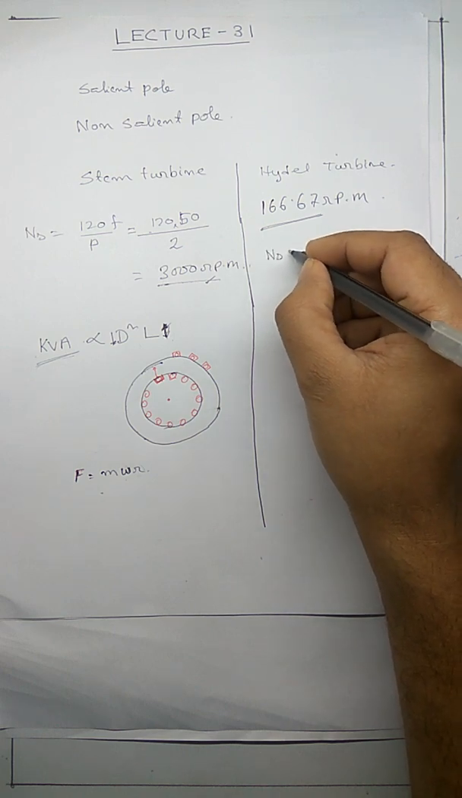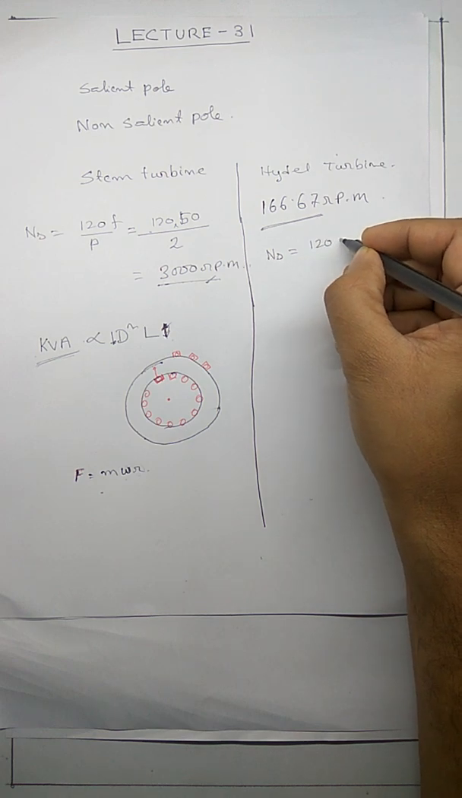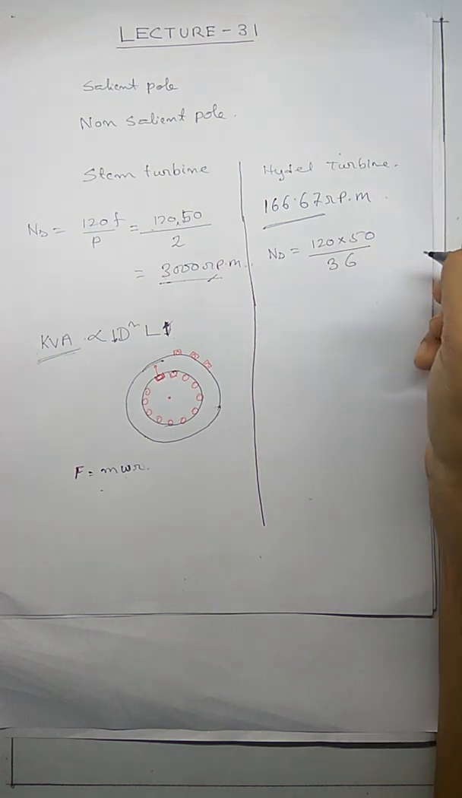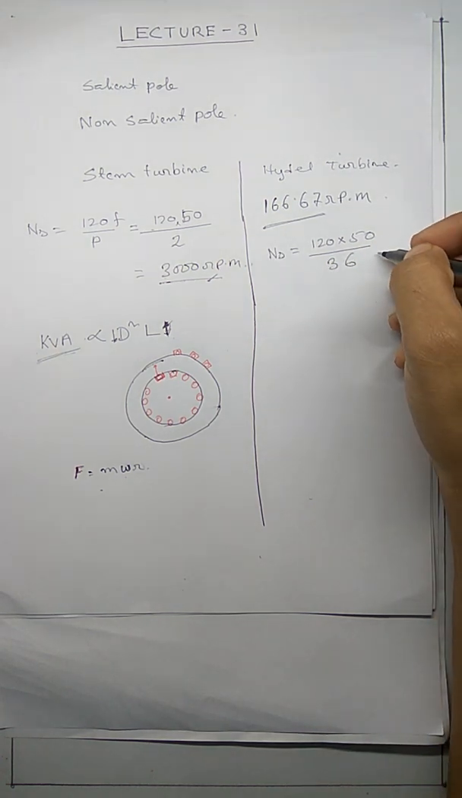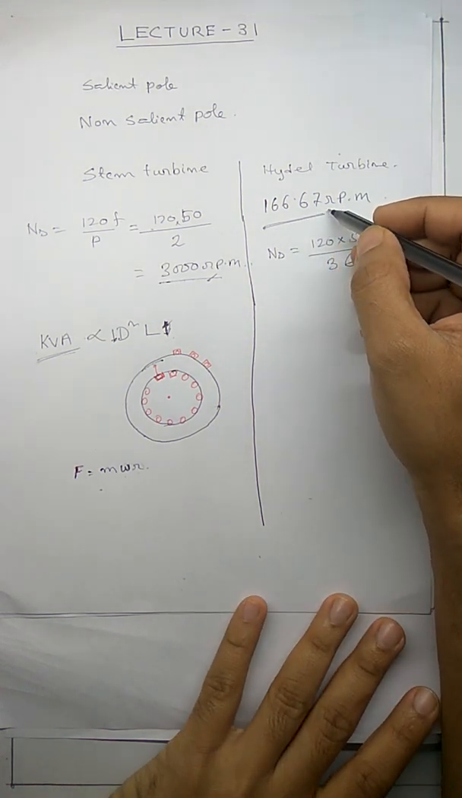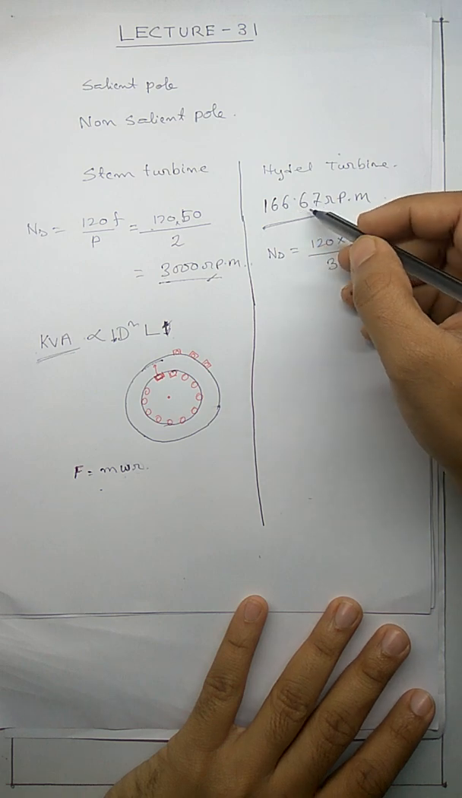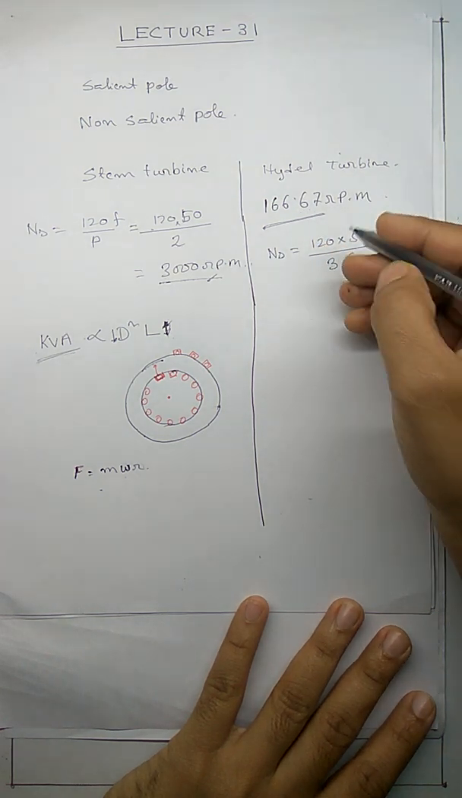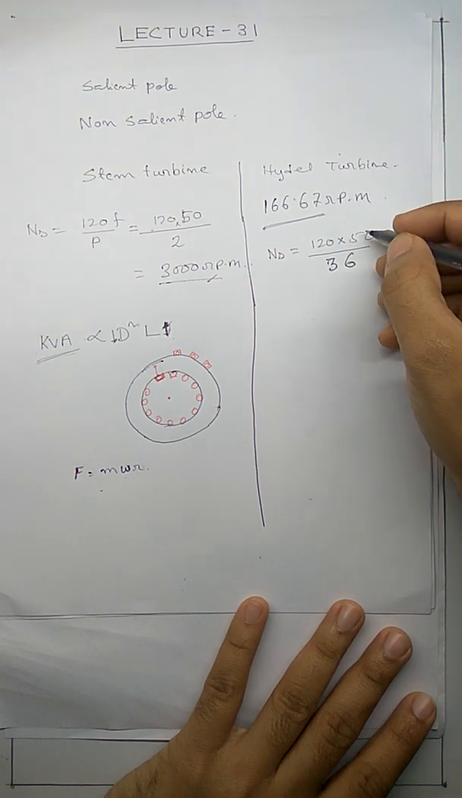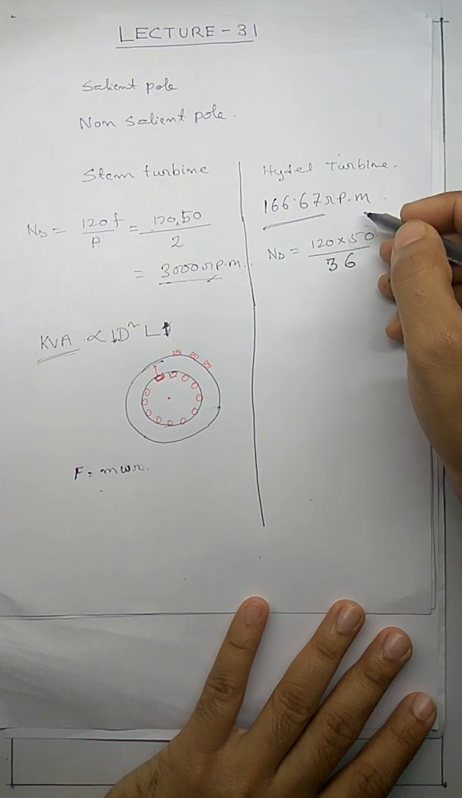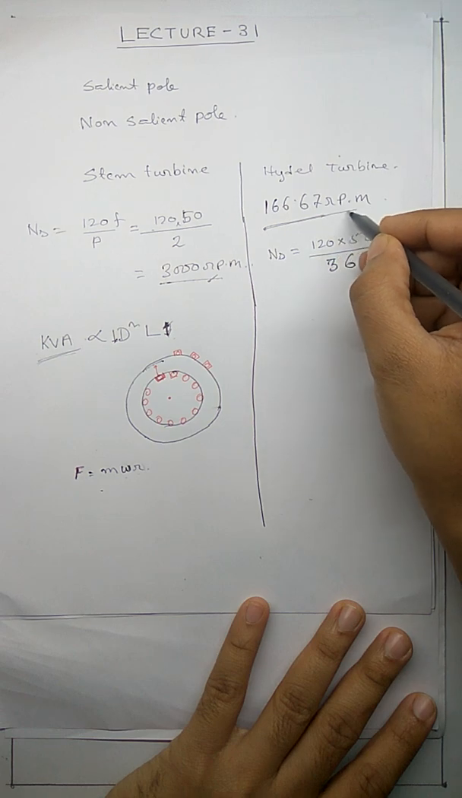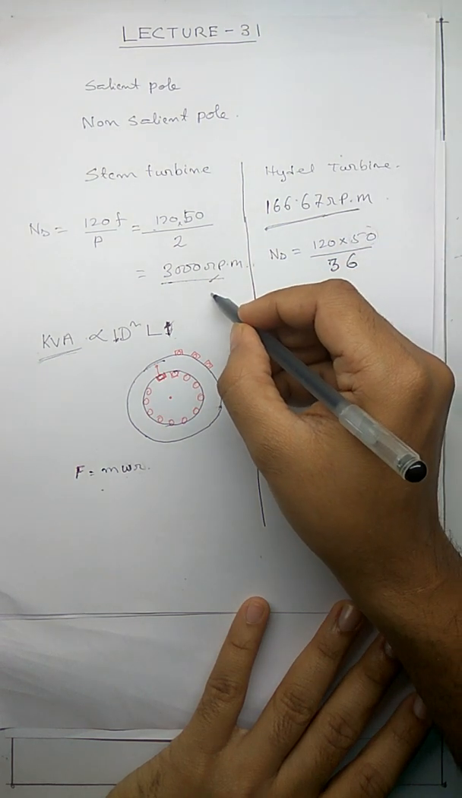You can substitute it here like this: Ns equal to 120 into 50 by 36, the number of poles. If you calculate, it will come to 166.67 rpm. So since there are 36 poles, to generate a 50 hertz voltage, you will rotate it at 166.67 rpm. So why are we rotating this one at this speed and that one at 3000 rpm?